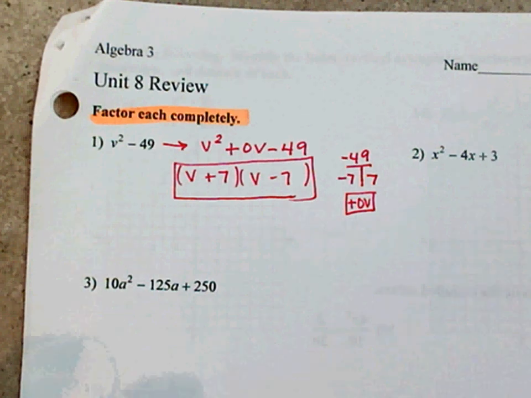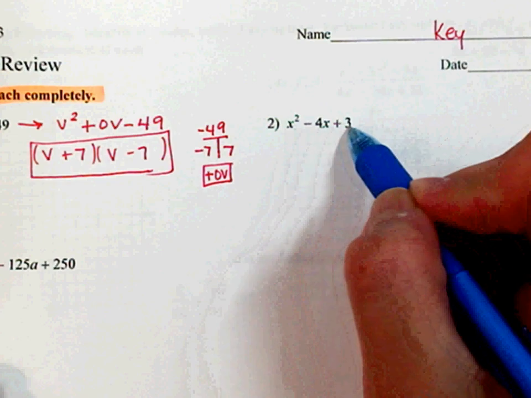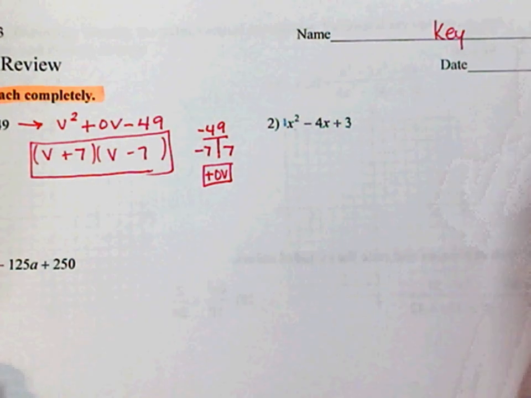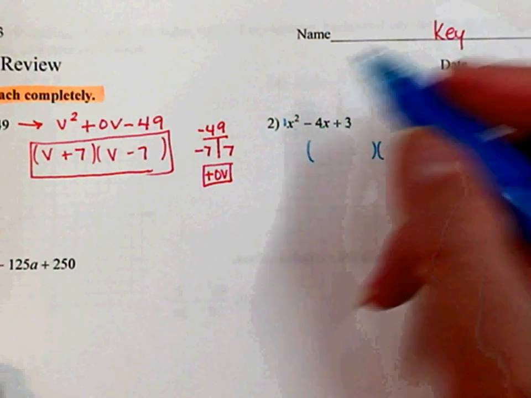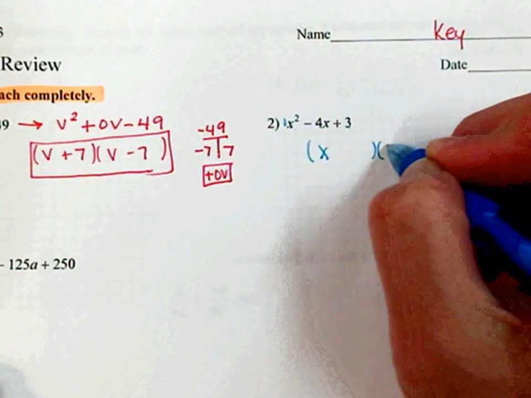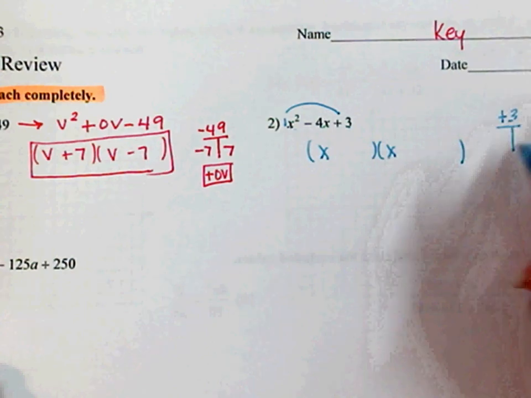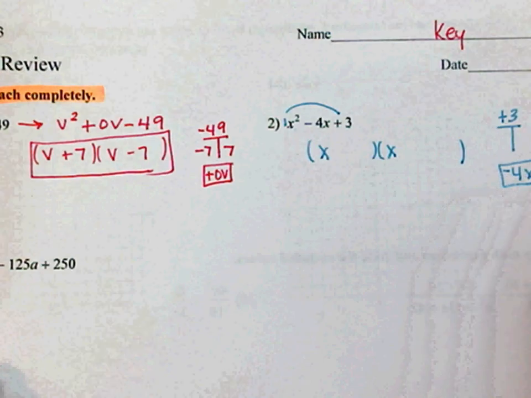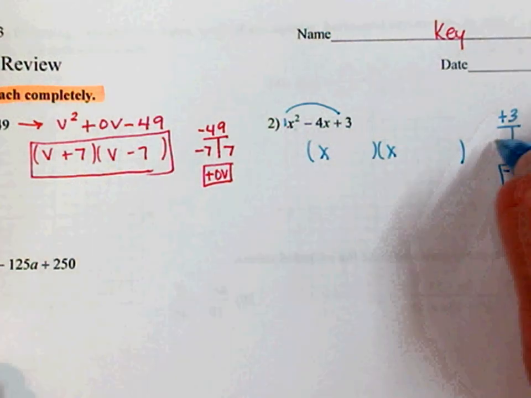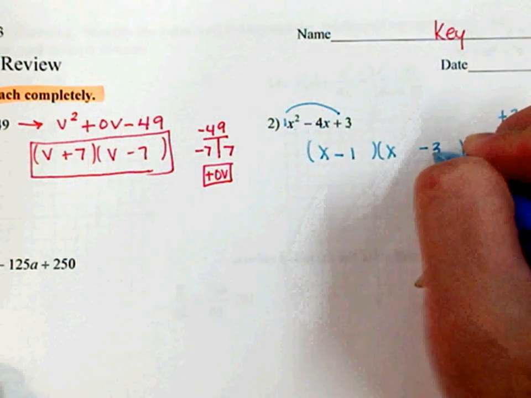Okay? Number 2, let's count your terms. 1, 2, 3. X is to the first. Your coefficient is a 1. Draw two sets of parentheses. What are some factors of x squared? X and x. 1 times 3 is positive 3. What are two numbers that multiply to give you 3, and add to give you negative 4? So that'll be negative 3, negative 1. So minus 1, minus 3.